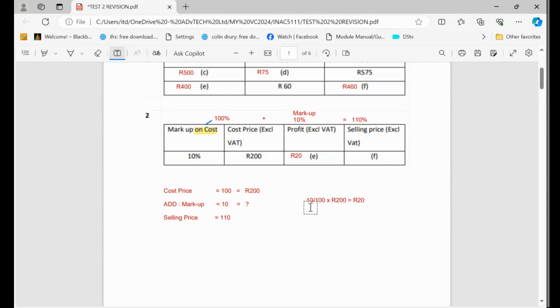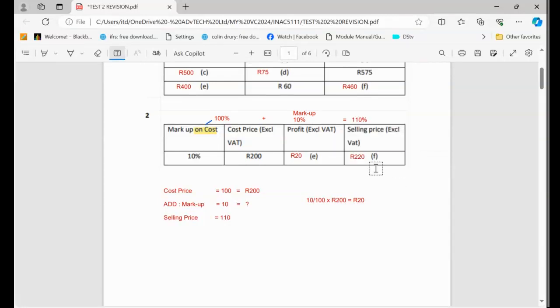I put 10 on top because I'm looking for it. The question mark is there. I put 100 at the bottom here because that is where I put the amount. We know this amount. So whatever amount you put there, that percentage must always be the denominator. Wherever you put the question mark, that percentage will always be the numerator. And the easiest thing here, you can just follow the formula. 200 plus 20 is going to be 220.